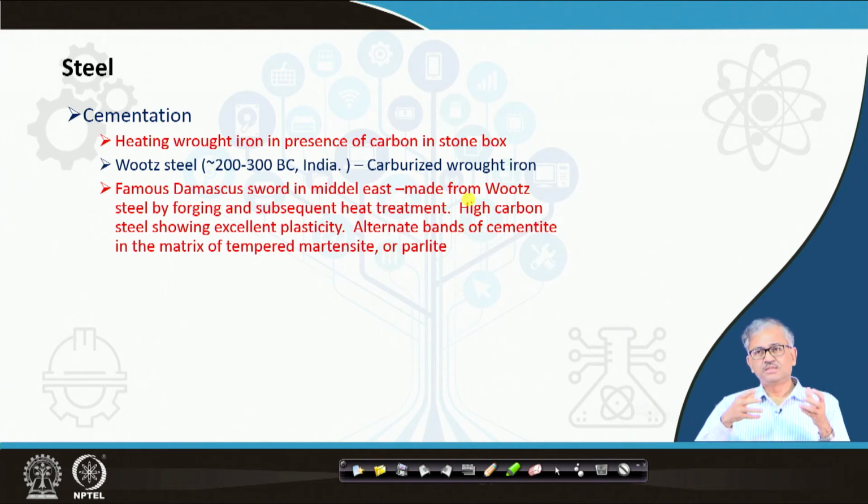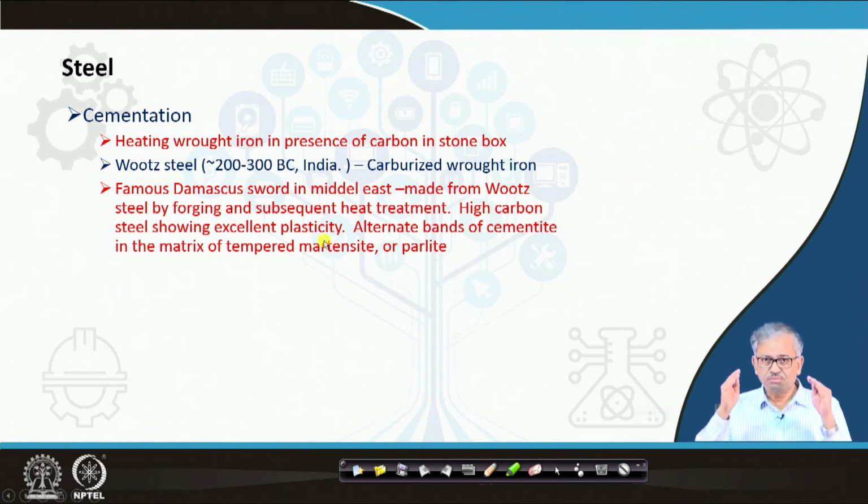In producing it, they hammered the wootz steel, maybe a number of pieces of wootz steel were hammered to form some kind of ingot, and then hammered again to produce the sword, and then heat treatment of the sword was very important. There is special heat treatment: quenching, air quenching, normalizing, whatever it may be. And then the sword that was obtained is of fantastic quality. And today it is known that it has alternate bands of cementite in a matrix of tempered martensite or pearlite, that is the structure. And it is a very high carbon steel with excellent plasticity.